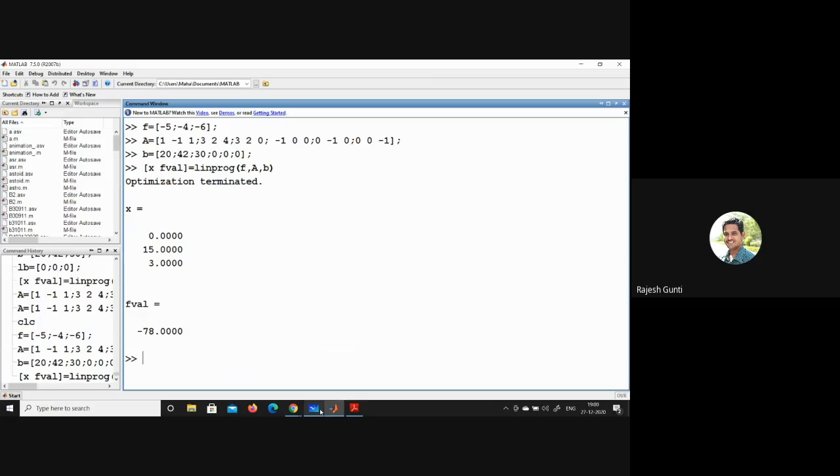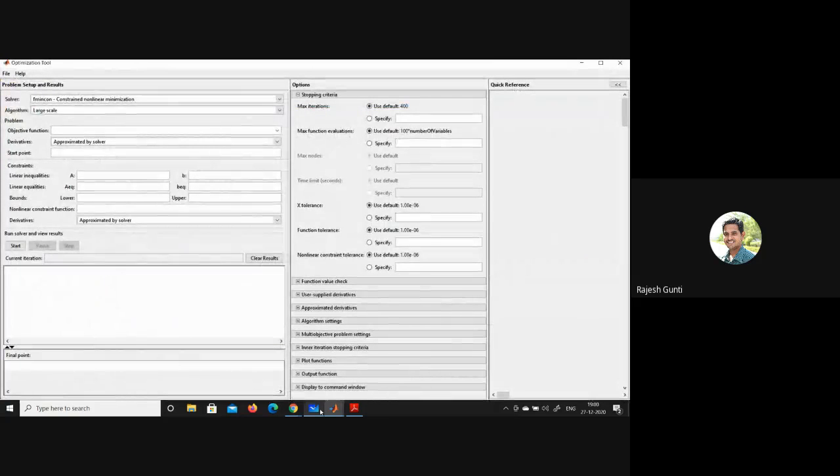So there is a toolbox available to solve all optimization problems. We are using the solver linprog. There is an optimization toolbox, one of the powerful toolboxes in MATLAB. This is the optimization toolbox. There is no need to remember all the commands. Directly you have to enter the matrix and the toolbox will give the solution.